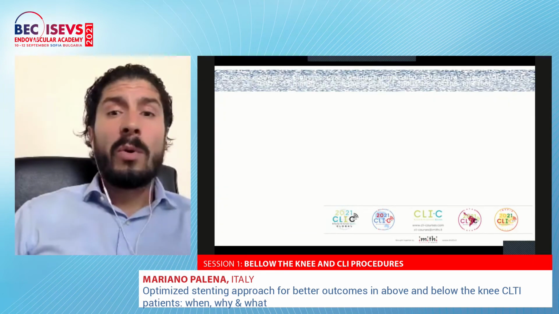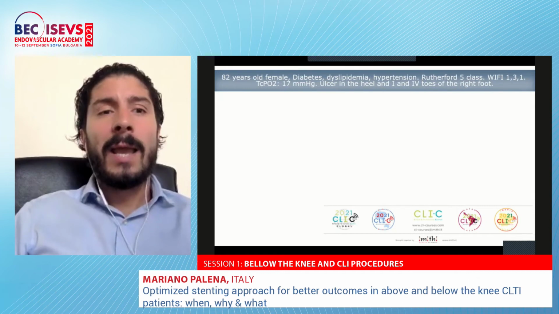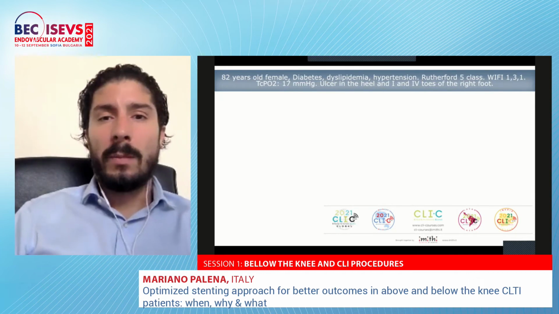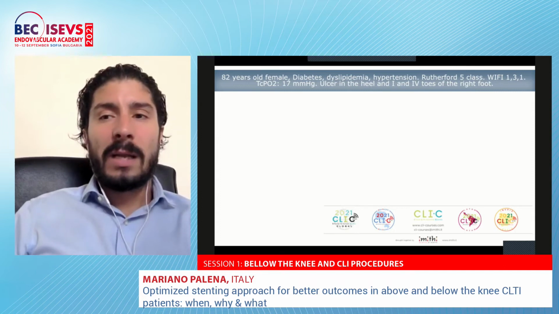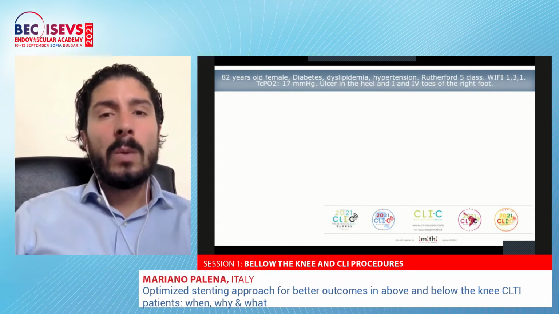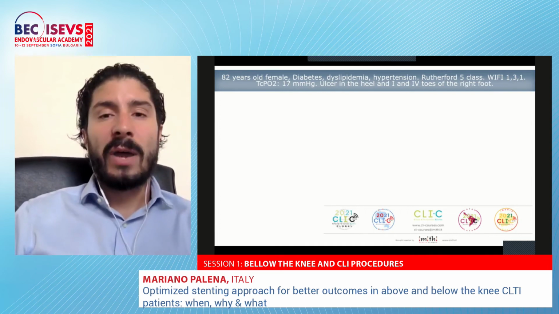But let's move forward for a quite different case. This is not so young. It's an 82 years old female with diabetes, dyslipidemia, hypertension, Rutherford 5, WIfI class 131, TcPO2 low, and ulcers in the heel and the first and fourth toe of the right foot.